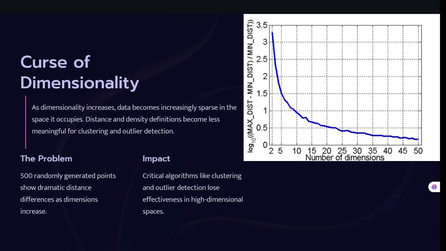For example, in the real world, in face recognition, each pixel in an image is a feature, with 1,000 pixels, the dataset becomes huge and computationally expensive. That's why we need dimensionality reduction.